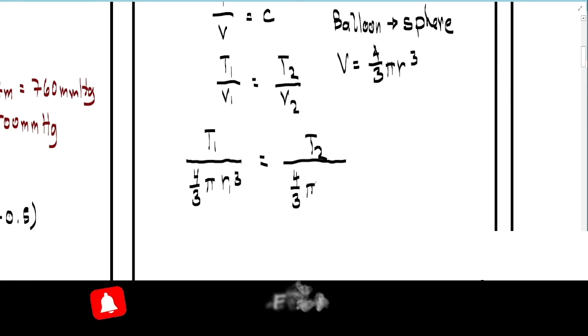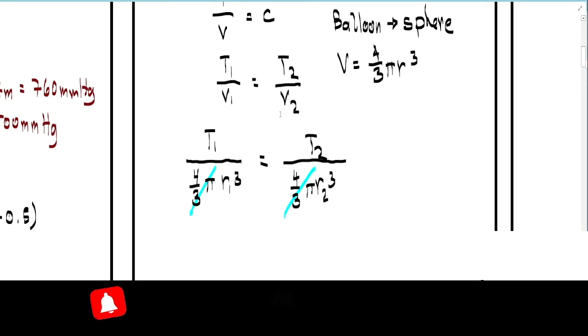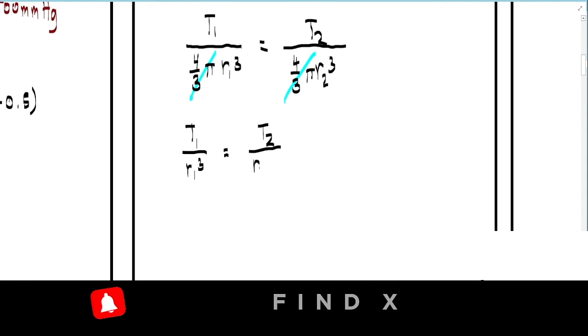Now, what is the volume for the sphere? Of course, you already know this one. The volume for the sphere is 4 thirds pi r cubed. Now, substituting this value, we have T1 over V1, that is 4 thirds pi r1 cubed, equal to T2 over 4 thirds pi r2 cubed. Now, as you can see, we can cancel out 4 thirds pi because we have 4 thirds pi on both sides. Canceling those out, you'll just be left with T1 over R1 cubed equal to T2 over R2 cubed.